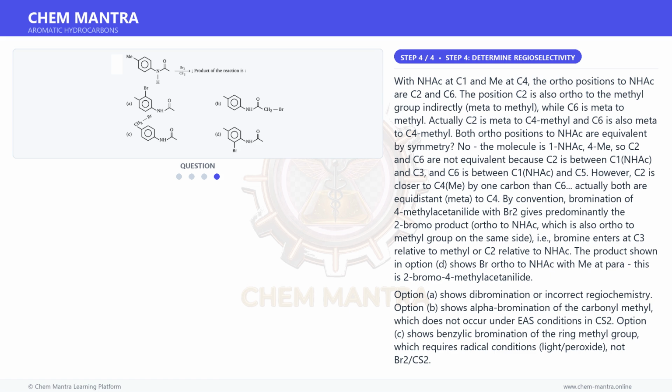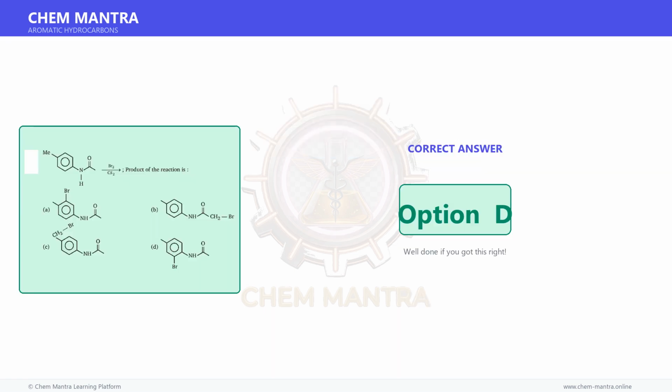Br2 in CH2Cl2 promotes electrophilic aromatic substitution, and the NH-acetyl group directs bromine to the ortho position, C2, giving 2-bromo-4-methylacetanilide, which corresponds to option D. Therefore, the correct answer is option D.